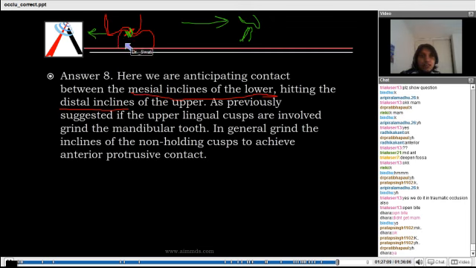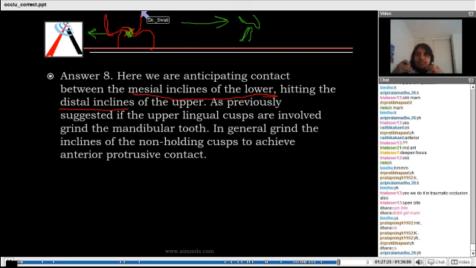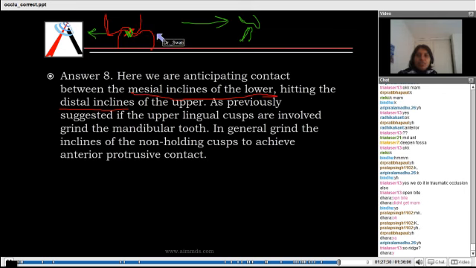See, what is happening is we are protruding, moving the lower jaw forward. When we are moving the lower jaw forward, all the mesial inclines of the mandible will be rubbing against the distal inclines of the maxillary. So in that particular case, we'll be selecting to grind these sides of the slopes, the mesial sides of the cusps which are interfering in the mandible.